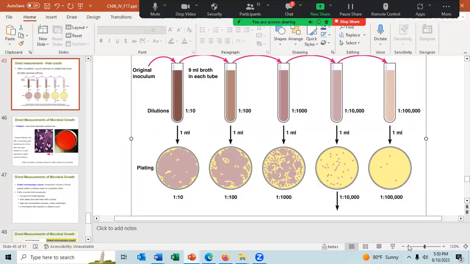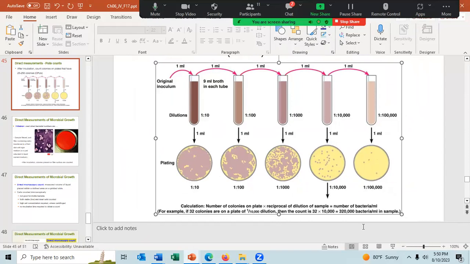Anyways, that's the viable plate count method. It only counts viable cells because a non-viable cell will not go on to form a colony.